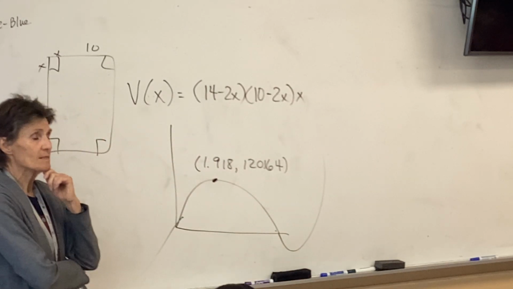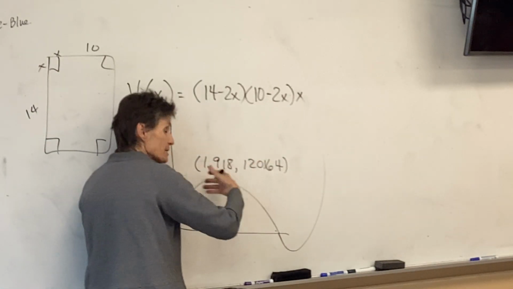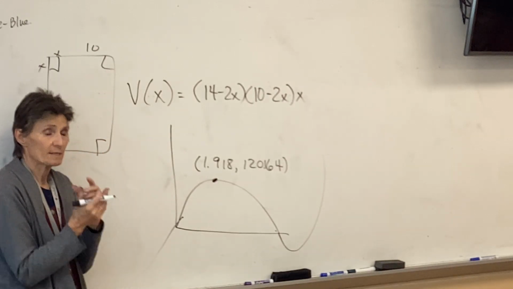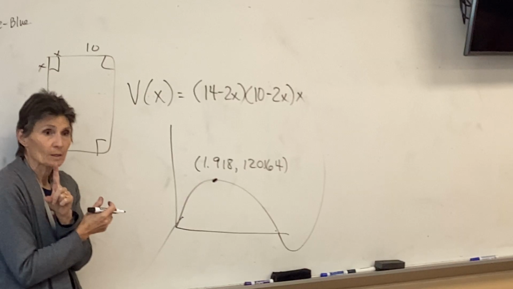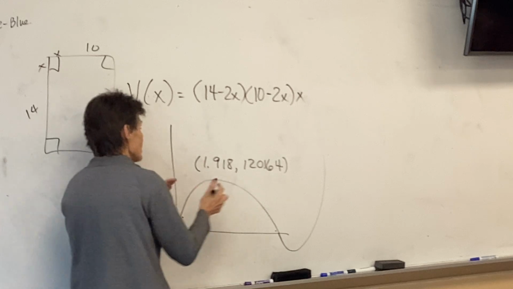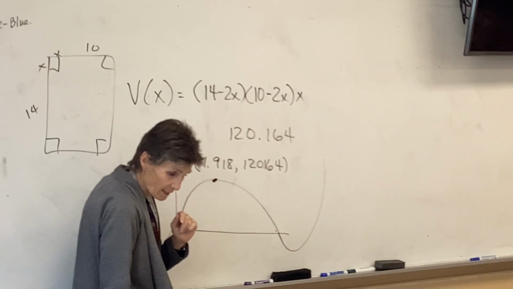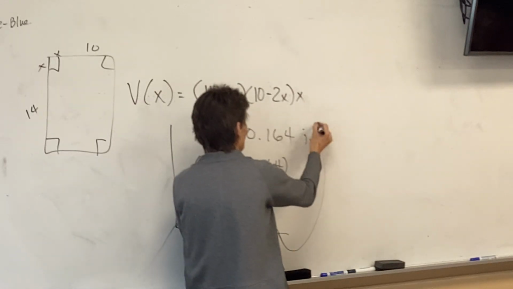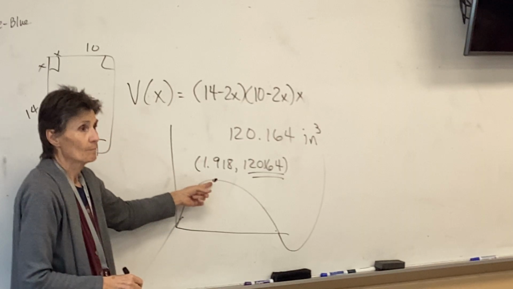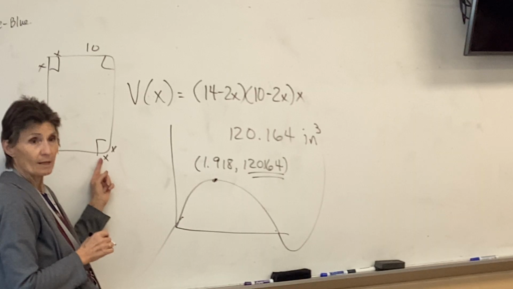Find the maximum volume. Some of you put both numbers down in your answer blank, and of course you're gonna get part of that wrong, because the answer is one number. Which one of those represents the volume? So the answer is 120.164 cubic inches. This is your volume. What's the 1.918? That's the size of the corners that we cut out.